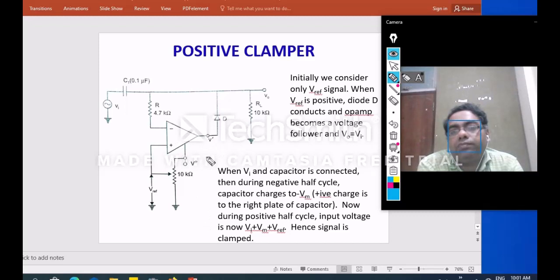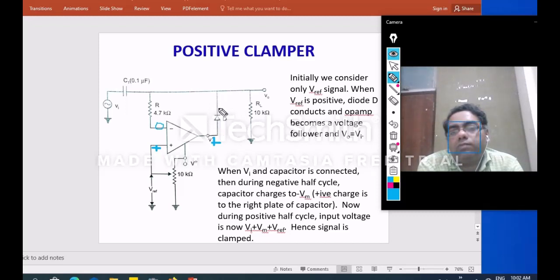and in the output of the op-amp we have a diode. Now initially we consider only the V reference signal, we are not considering the input signal and the capacitor. So what happens, since we are not considering the input signal, here the voltage is 0 and here is the V reference voltage, say some positive value. So obviously the output of the op-amp will be positive, which is enough to drive this diode in forward bias, and to make this diode on.